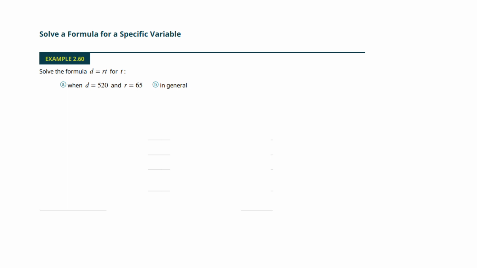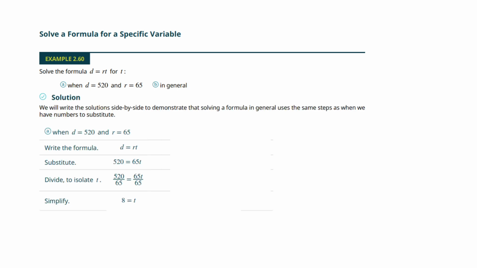Okay, so real simple here. We're back to distance equals rate times time. Now the first thing they're telling us, we have d and r, which is what we did in the last video. We're plugging in d and r, but I don't know time. So all you'd have to do is divide both sides by 65. Now, when they're saying in general, I'm going to help with this one here.